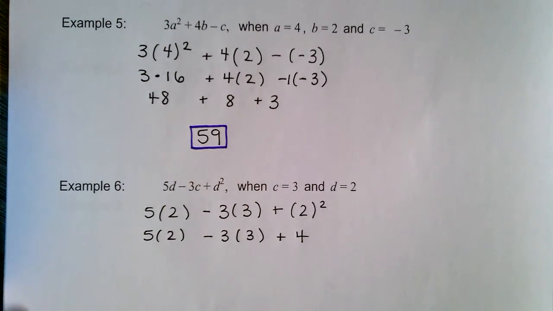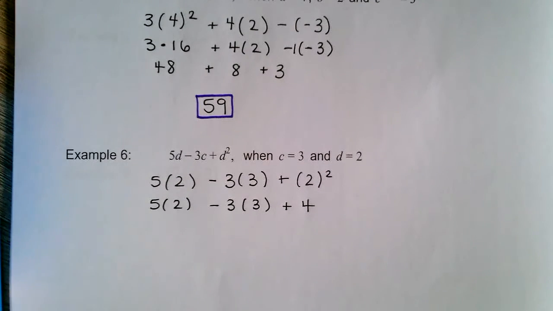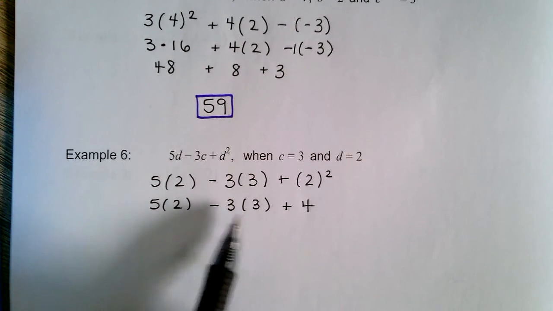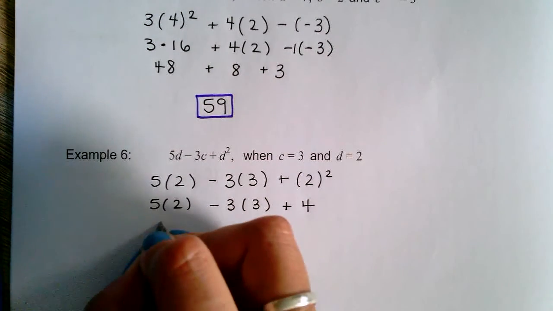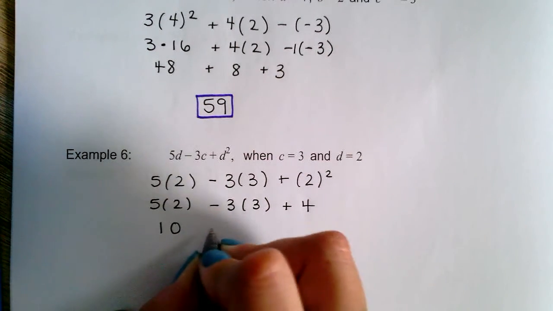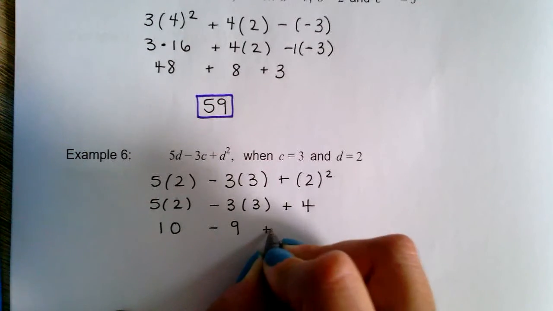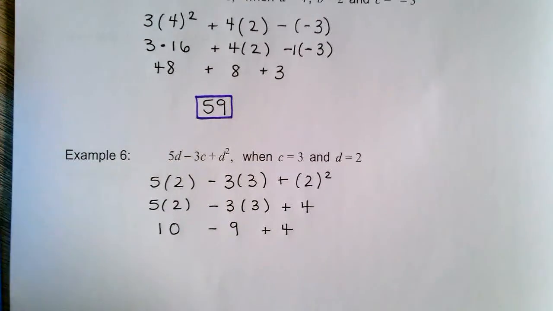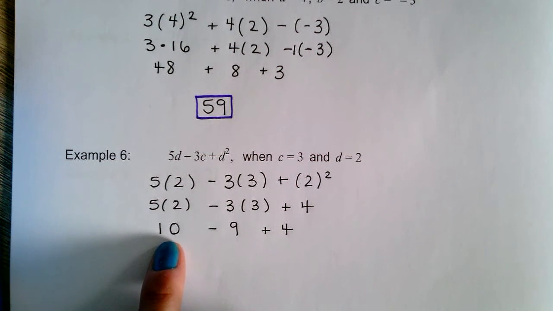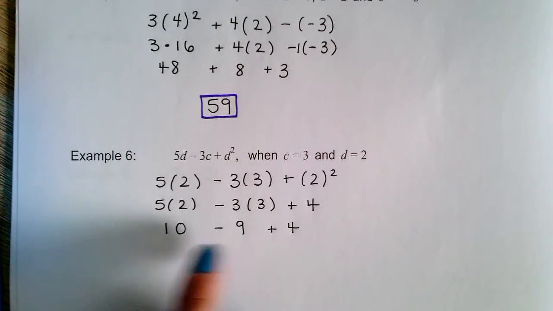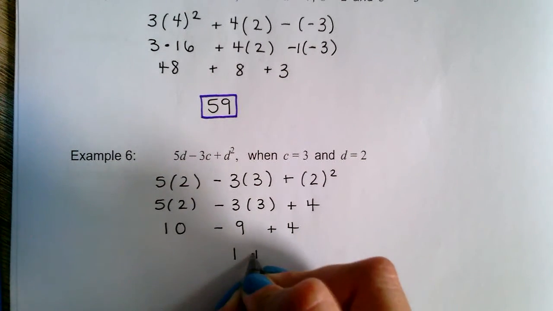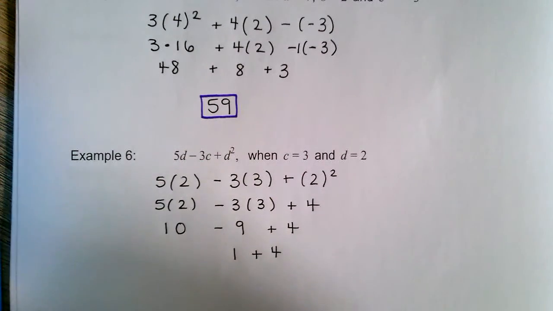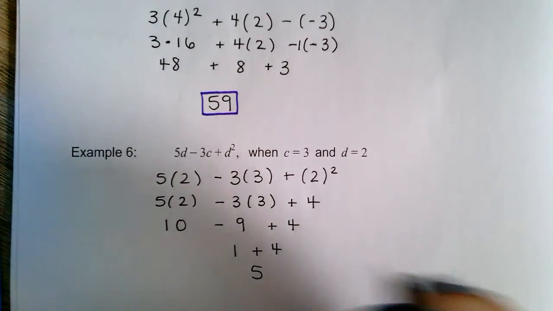We did our exponents. Now we've got some multiplication to deal with. We have 5 times 2 and -3 times 3. So let's do those. We have 5 times 2, that gives us 10. And -3 times 3, that gives us -9, subtracting 9. And then we'll carry that +4 down. We have to do subtraction from left to right. So we're going to do 10 minus 9 first. That becomes 1. And our last step is to do 1 plus 4, which would give us 5.